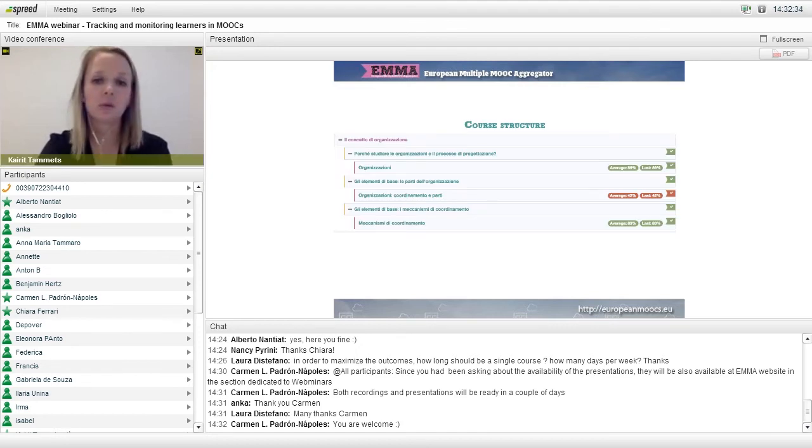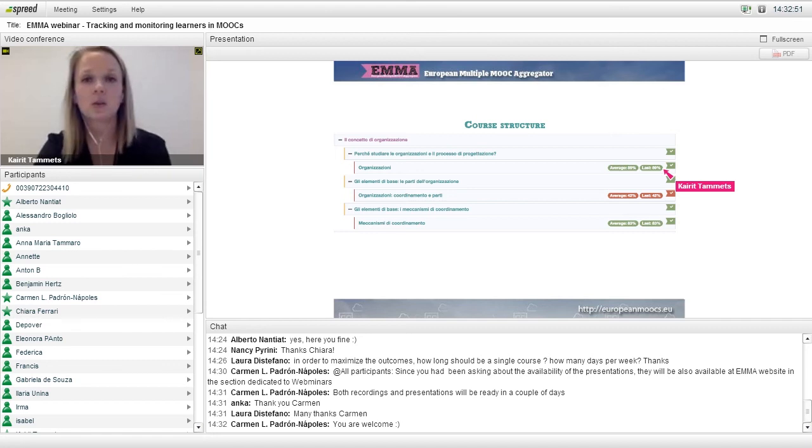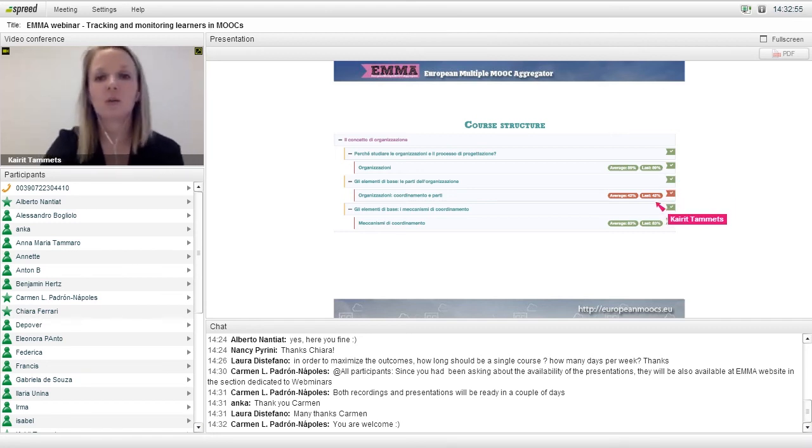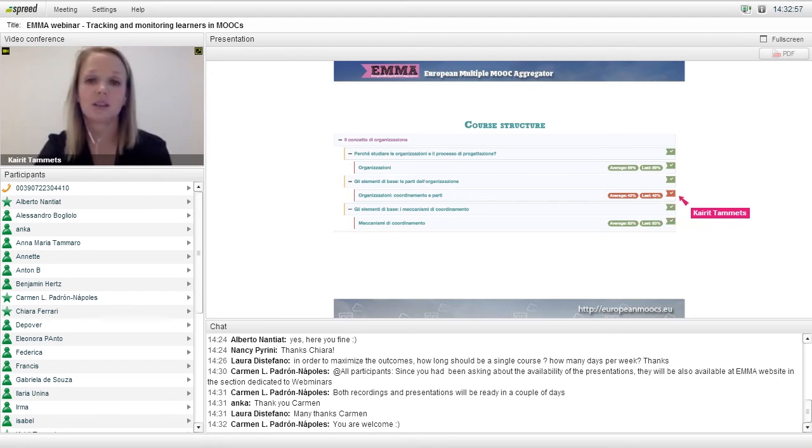Here's the overview of the progress. These are units, lessons, and here are the units. And you can see in green that you have accessed all the units in that lesson and also submitted all the assignments. And if your score is a little bit too low, then it's marked as red.